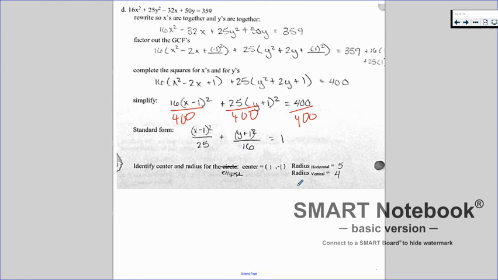So there's our switching among forms activity. So we should hopefully be able to go between general form and standard form.